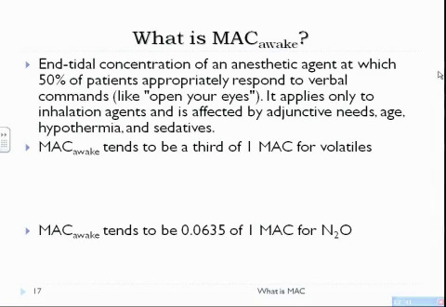Okay, this depends on where you're at. So in that sense, it's not completely predictable. It's not a magical number. But the magical number that you're looking for is around 9%. That's what you're looking for with nitrous oxide.